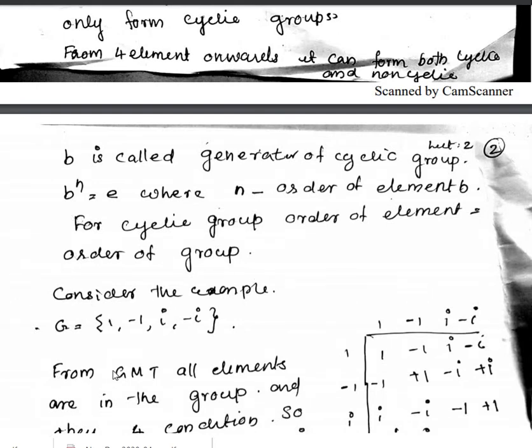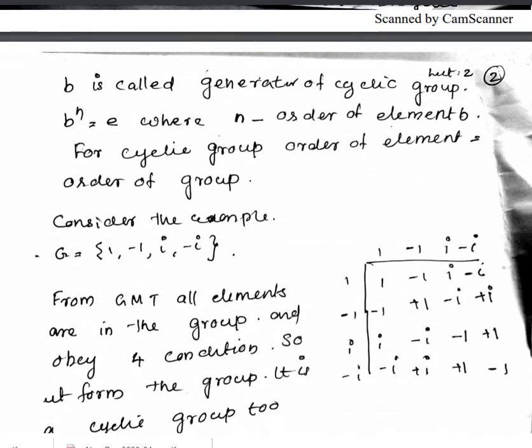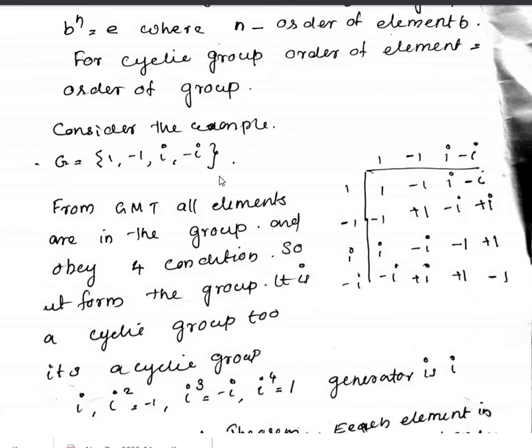Let us examine another important question, that is G is equal to {1, minus 1, i, minus i}. We have to check whether this forms a group or not. So in order to check whether it is a group or not, let us write the group multiplication table. Here i, minus i, minus 1, 1. Here 1, minus 1, i, minus i. Here also 1, minus 1, i, minus i.